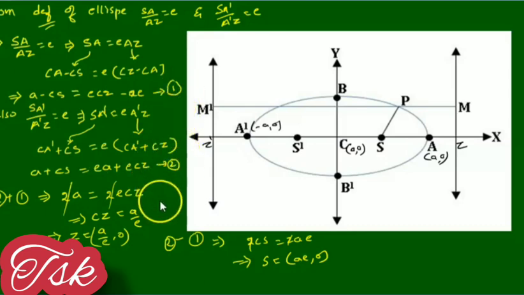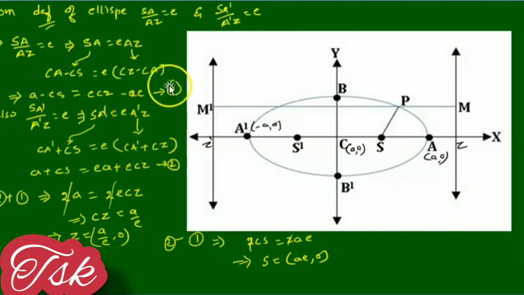Add 1 and 2. Therefore, we get 2a is equal to 2 into E into CZ. CS on the left-hand side gets cancelled, and a on the right-hand side gets cancelled. Therefore, we remain with CZ is equal to a by E. Since CZ is equal to a by E, the coordinates of Z are (a by E, 0). So, we can write the equation of the directrix. Let us think about it later.